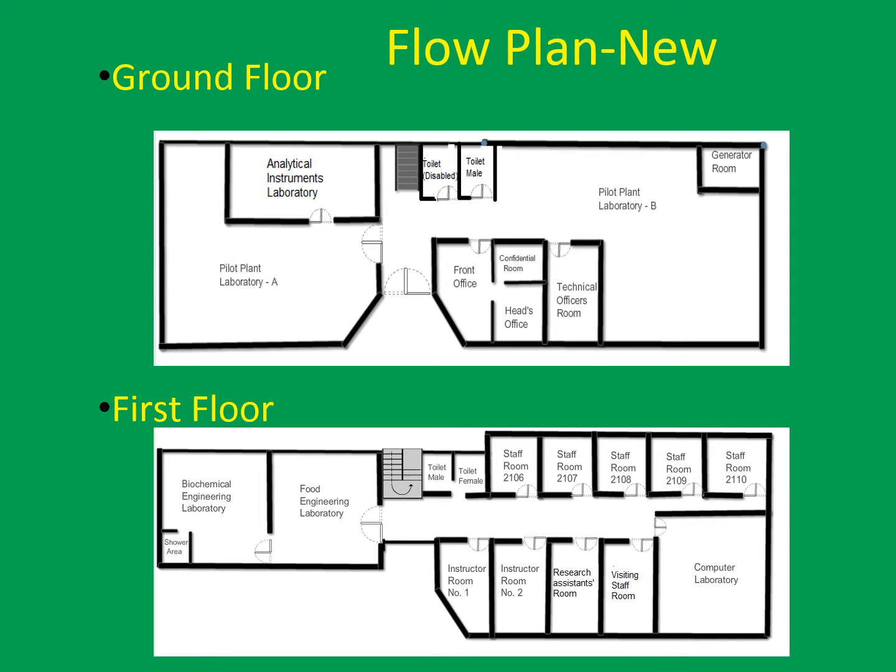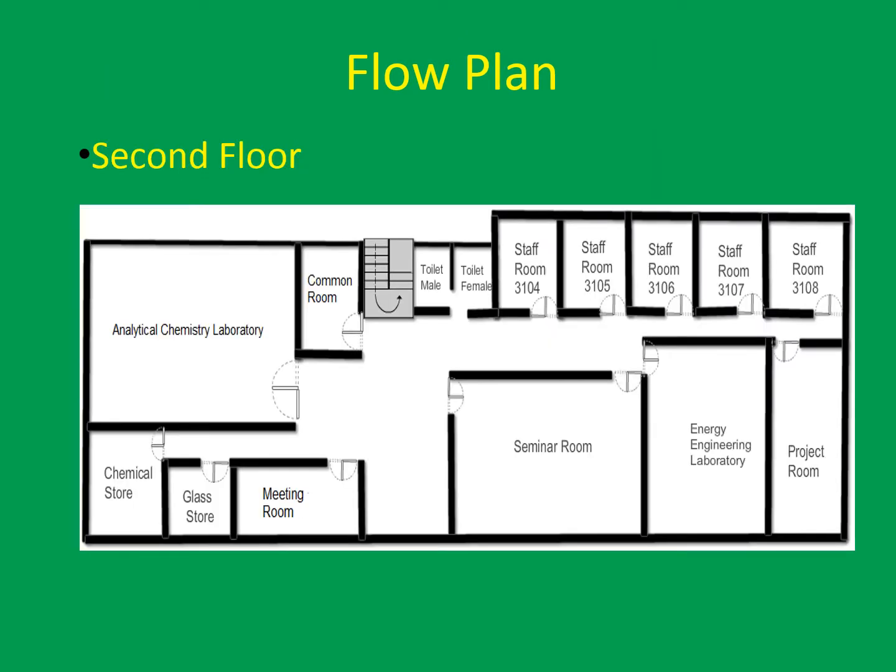Going to the floor plan, you can see here on the ground floor we have the analytical instrumentation lab, adjacent to that is pilot plant lab A, and on the right side is pilot plant lab B. On the first floor we have the biochemical engineering lab and food engineering lab. They are close together, and then we have the computer labs. On the second floor we have the analytical chemistry labs, the energy engineering labs, and the chemical store and glass store, which is adjacent to the analytical chemistry labs. You should know these things when you are filling out the scavenger hunt.